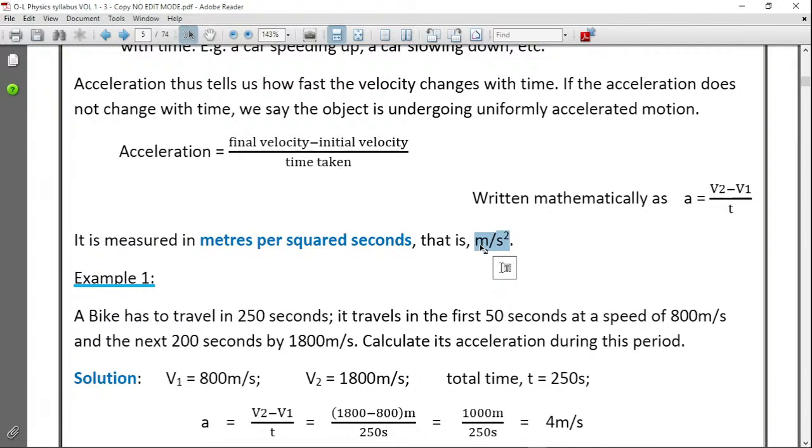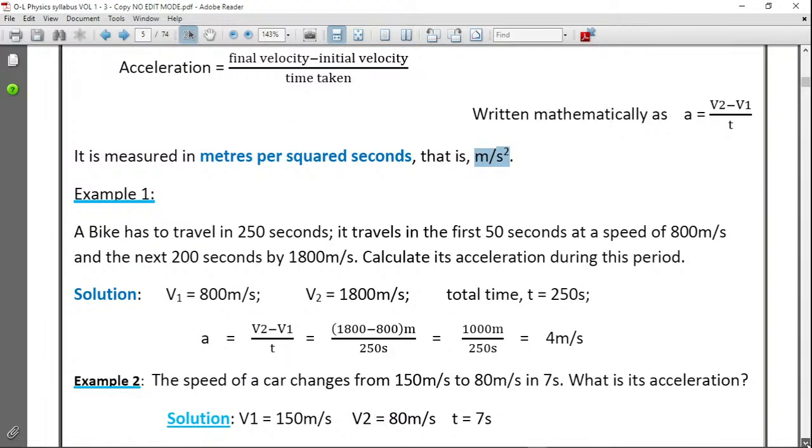Now let's take this example. A bike has to travel in 250 seconds. In the first 50 seconds, at a speed of 800 meters per second. And in the next 200 seconds, at 1800 meters per second. Calculate its acceleration. So this motion has two parts.